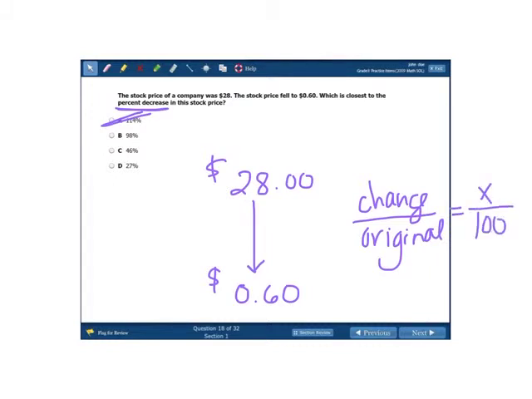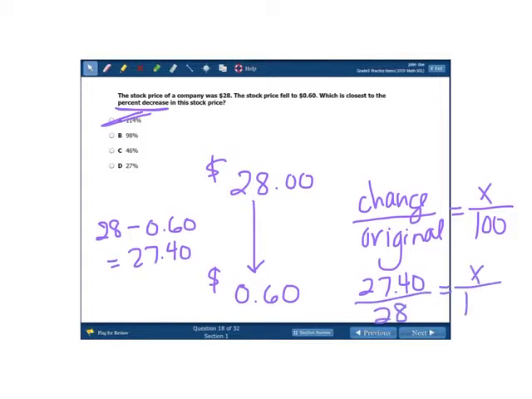So the change here is $28 minus 60 cents. So $28 minus 60 cents gives me $27.40. So it's a huge percentage of the original. So $27.40 is the change over the original 28, equals x over 100. Remember the usefulness of proportions, guys.